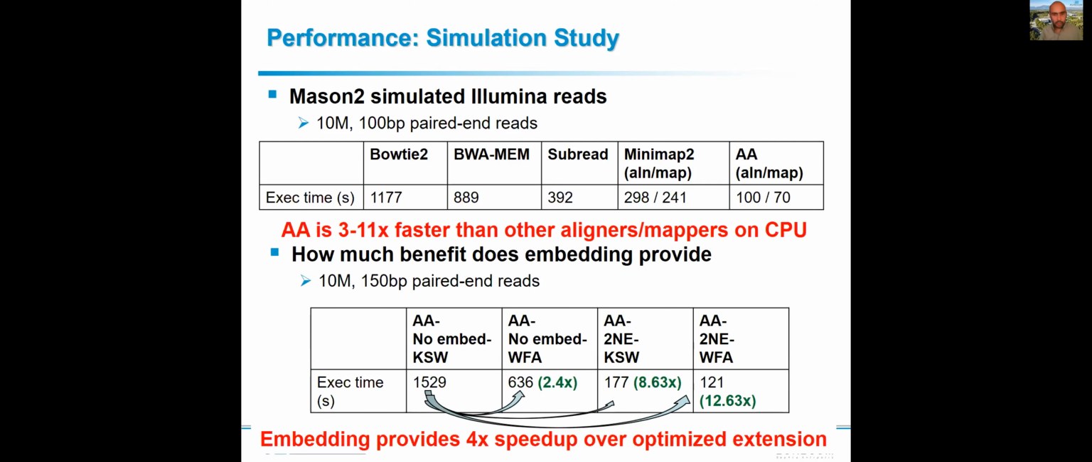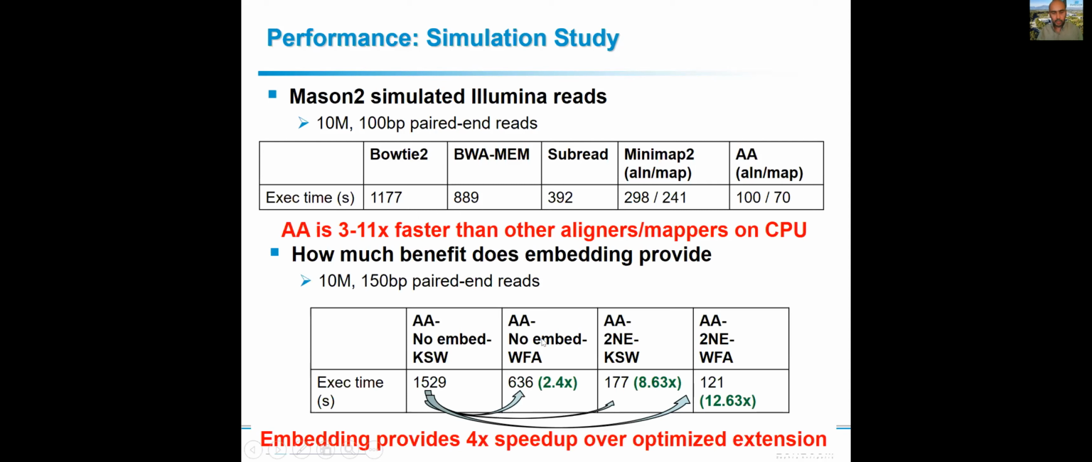To particularly focus on where this benefit comes from, I'm showing you here the result of various configurations of Accel-Align. For this experiment, we are using 10 million 150 base pair pattern reads. The first column shows you Accel-Align where we don't do any embedding. So we are passing all the candidates directly to extension, and we use KSW for extension.